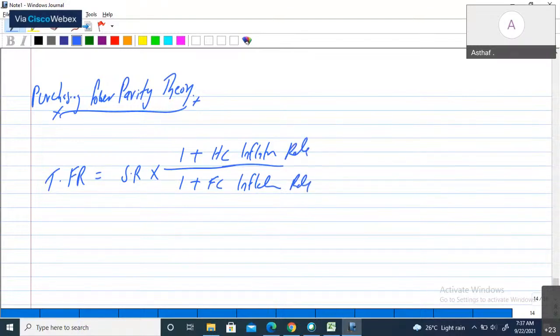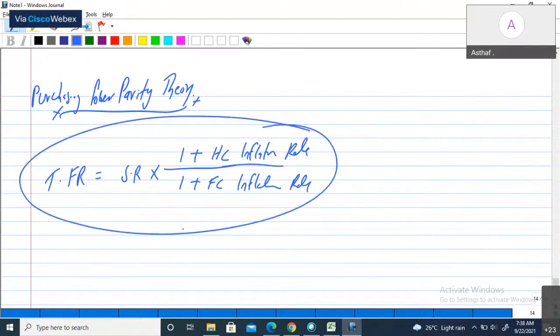So other things remain the same. The assumption is that there are no other changes. With the purchasing power parity theory, you find out your forward rate on an inflation basis, whereas interest rate parity theory is based upon the interest rate. So this you should find out.